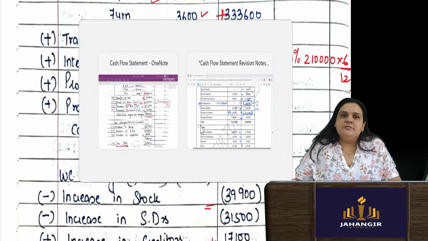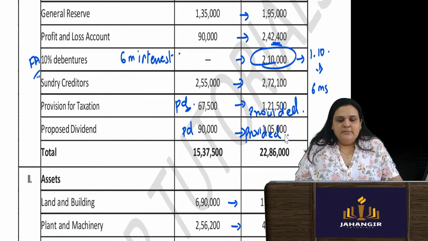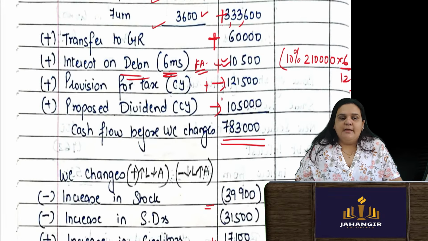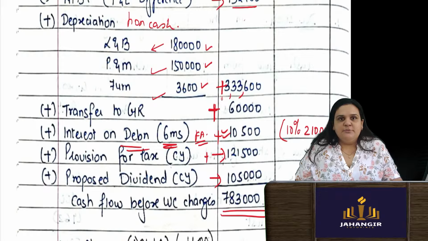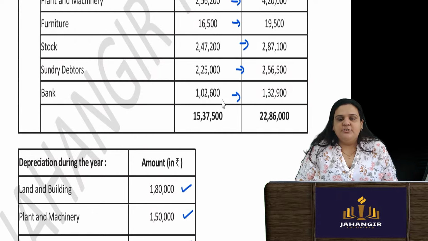Proposed dividend, also the same thing. Previous year's gets paid, current year's gets provided. Okay, so 1,05,000 also added back. So all the adjustments which were required, is there anything else? Nothing. Right, land and building, plant and machinery, furniture. For land and building, plant and machinery and furniture, there is depreciation only.